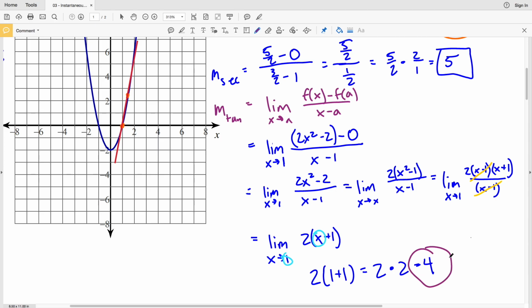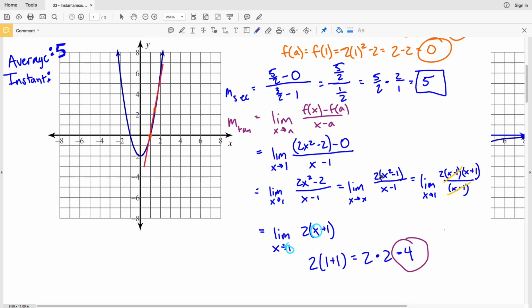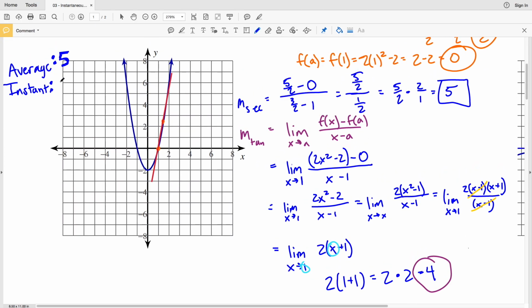So 4 is the slope of my tangent line, which is my instantaneous rate of change. So my average rate of change is 5, and my instant rate of change is 4 in number 1. And let's quickly graph that tangent line so you can see.